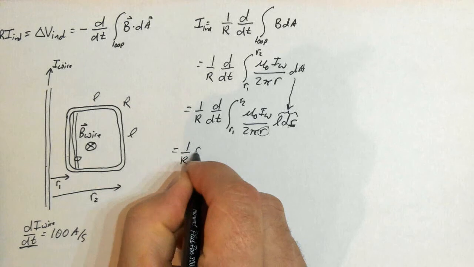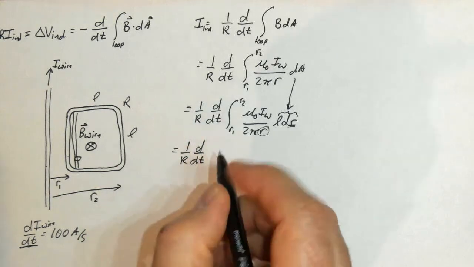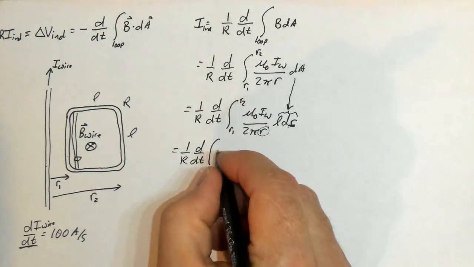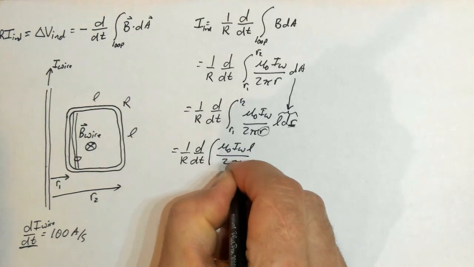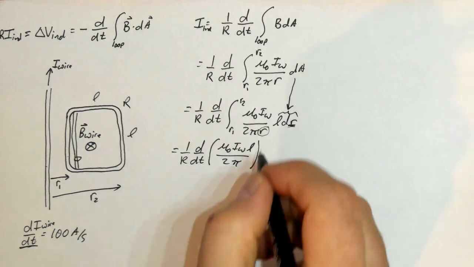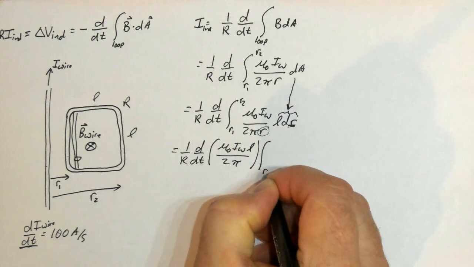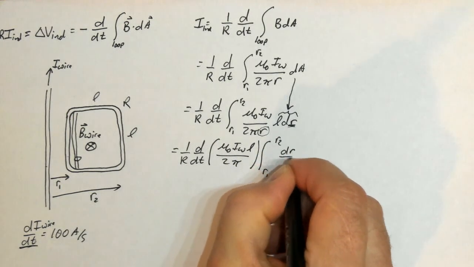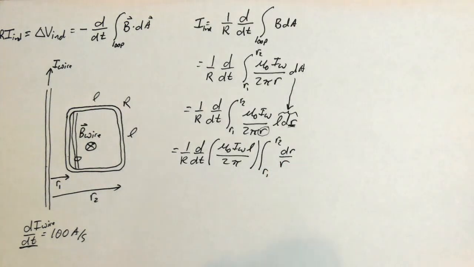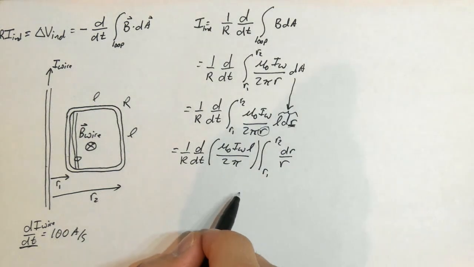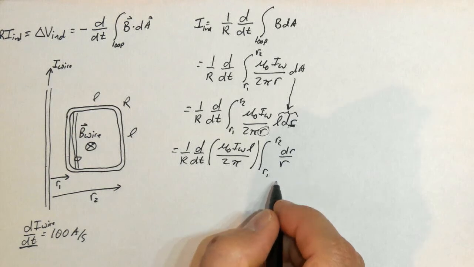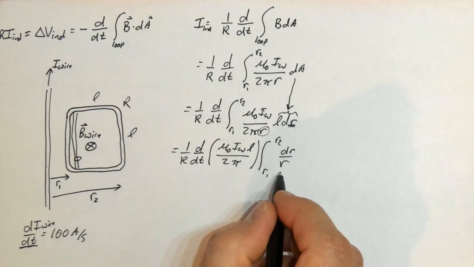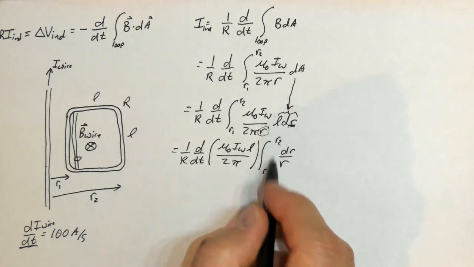1 over R d by dt of mu naught I wire L over 2 pi. And I'm left with the integral from R1 to R2 of dr over R. That's the only thing left inside that integral. Okay, all right, and that's not too bad of an integral. The result of that is the natural log. The integral of 1 over R is the natural log of R. So we can figure that out.